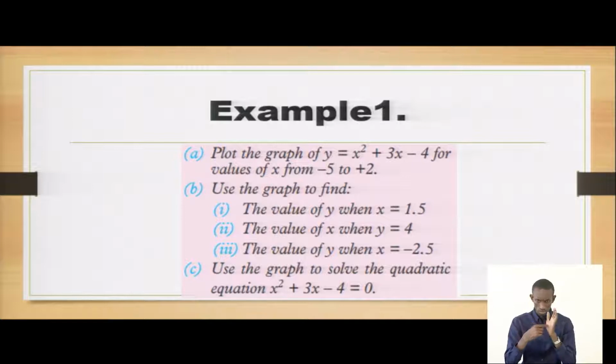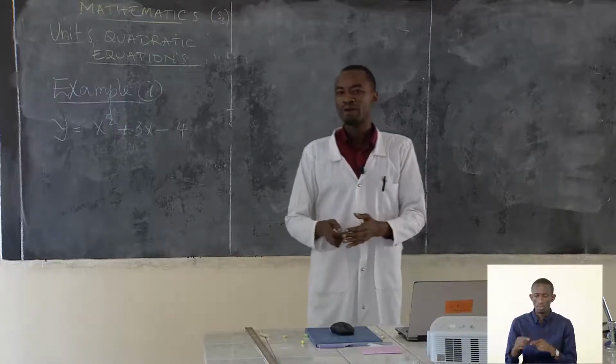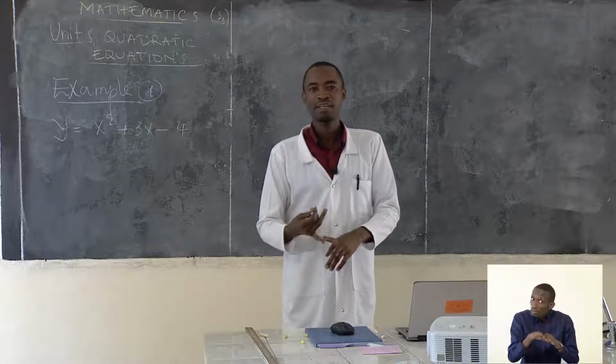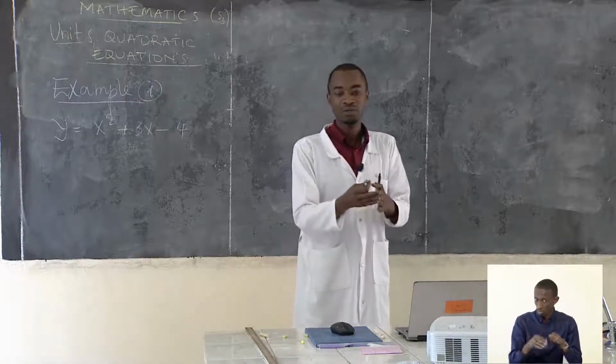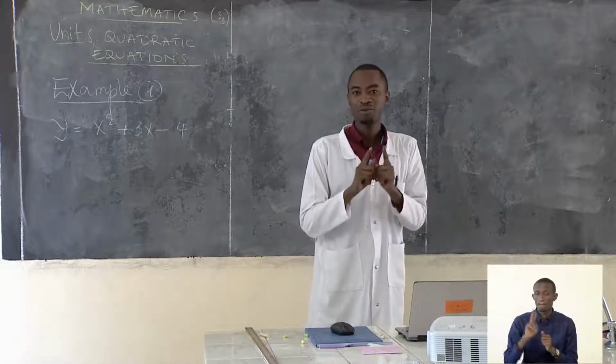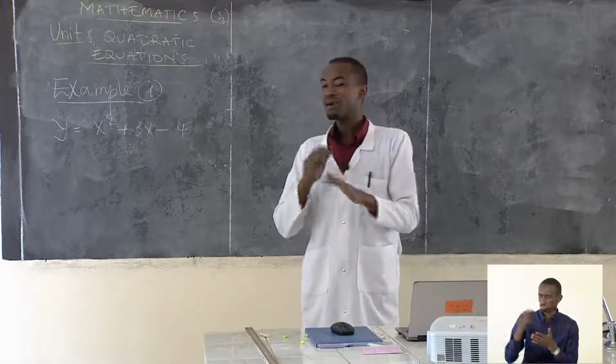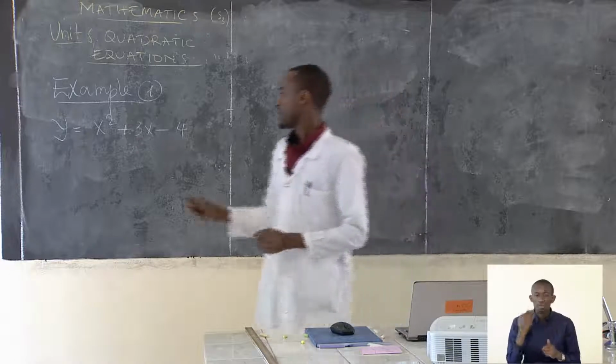We had this example. As you can see here, y equals x squared plus 3x minus 4. That is the example we had, and we've gone through different steps. Step number 1 was to build the table of sign, and step number 2 was to plot this equation on a graph. I think you remember we did that. Let me now give you the overview of it.